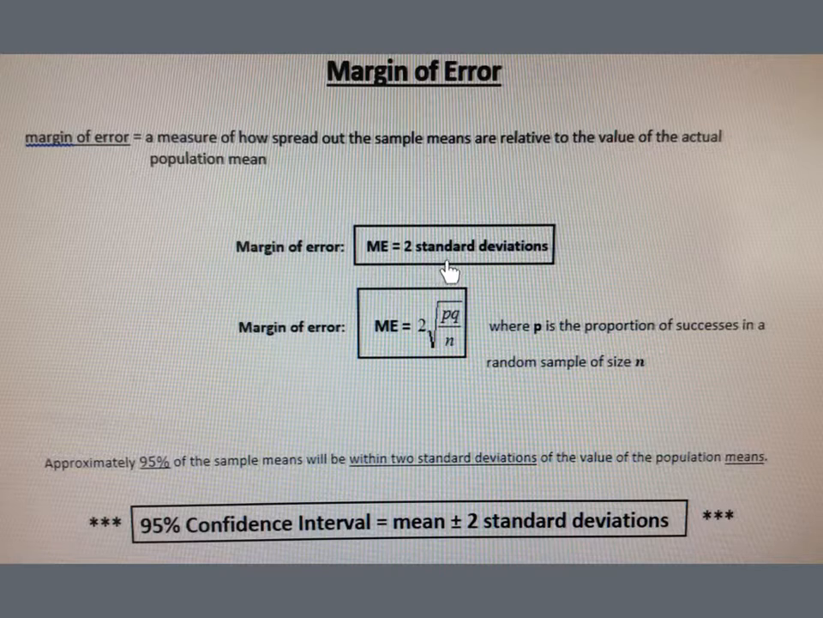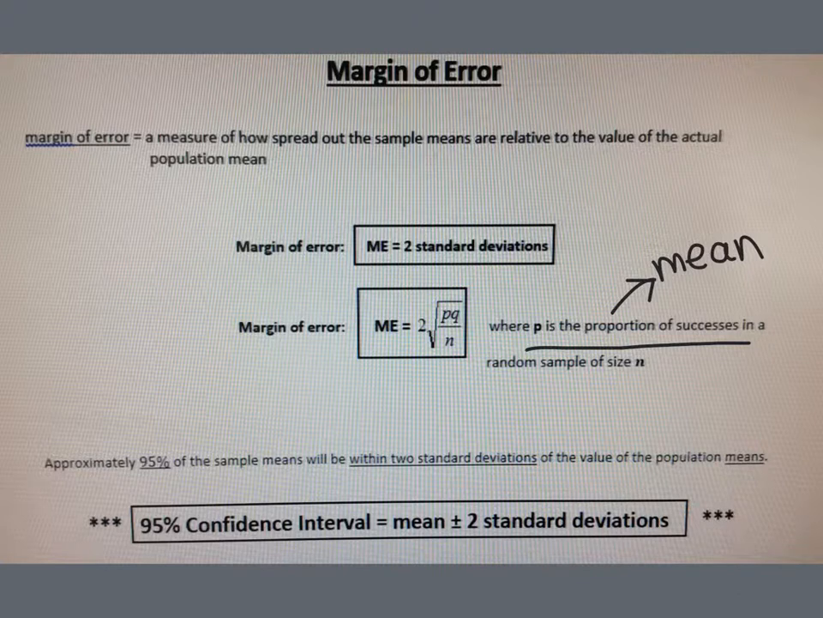For our purposes here, the margin of error is going to be equal to 2 standard deviations. And this is the formula we use here to find the margin of error. It's just equal to 2 times, and this is how we're going to find a standard deviation. Within this formula, we have a P, a Q, and an N. The P is the proportion of successes. A lot of times in the problem, they're just referring to what the mean of your samples is equal to.